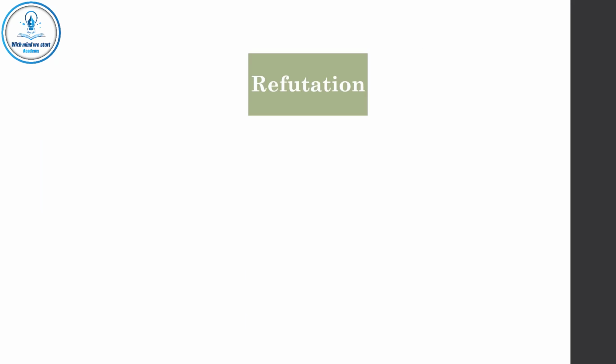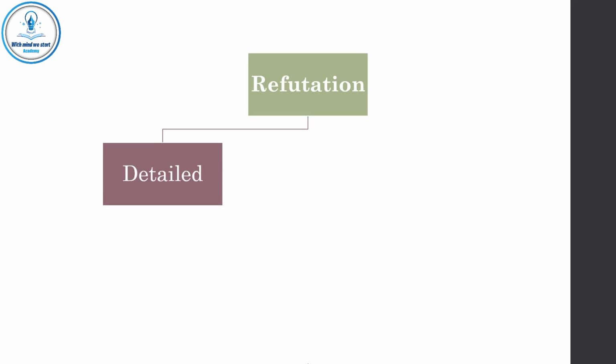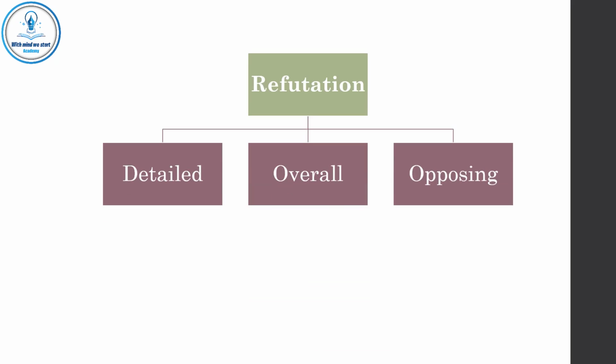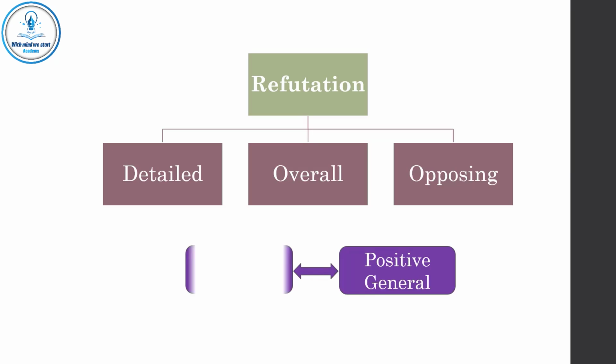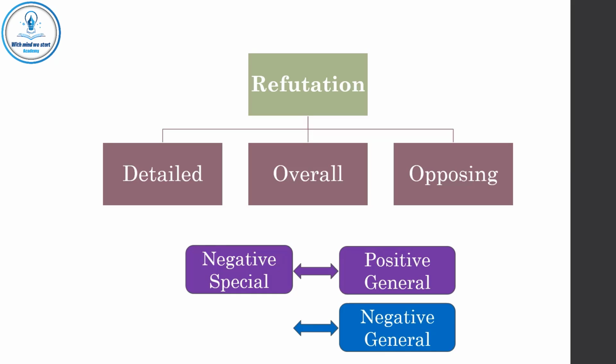So logical refutation has three types: detailed refutation, overall refutation, and opposing refutation. A positive general proposition can be contradicted by a negative special one, and the negative special one can be contradicted by a positive general one. A negative general proposition can be contradicted by a positive special one, and a positive special one can be contradicted by a negative general one. These are the rules of refutation.